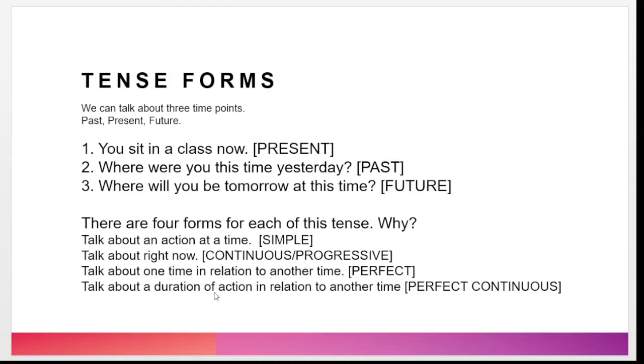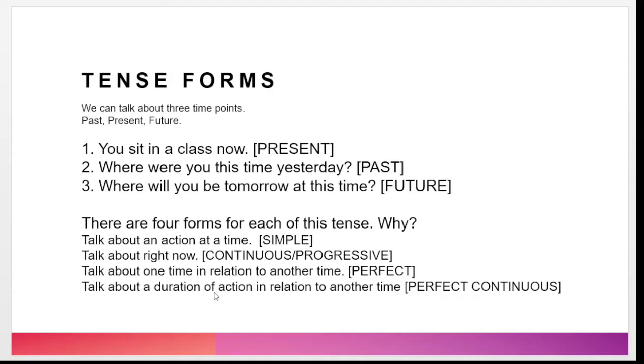For example, you might be listening to this class in a classroom. That is the present time. What were you doing yesterday at this time? That happened in the past. And what will you be doing tomorrow at this time? That indicates the future. So three different kinds of time, and each of these times has four different forms.